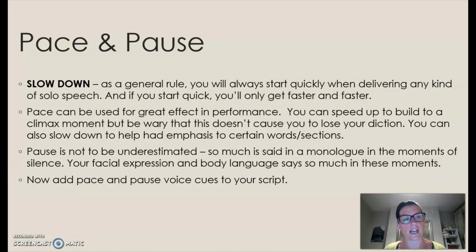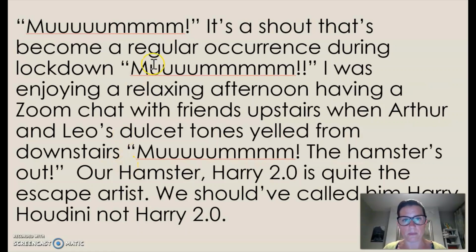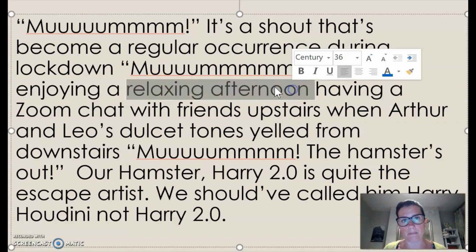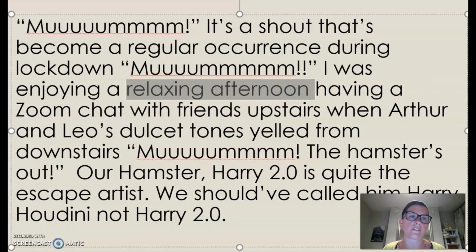So the next step would be to add some kind of pause and pace to your script. So again, I'm going to do this with my script in mind. And again, I use colour coding. I've used the same section just because it's what you've seen already, but I have written a full one, honestly. So when I'm thinking about pace, when I'm talking about enjoying a relaxing afternoon, I'm going to slow down my pace on the words relaxing afternoon. And I'll do that in a nice blue colour because it's a nice and relaxed colour, okay?